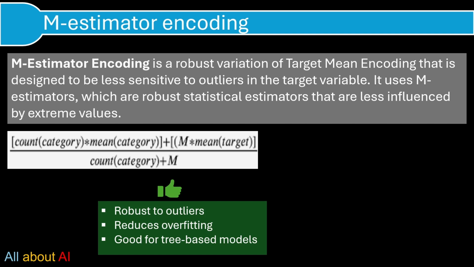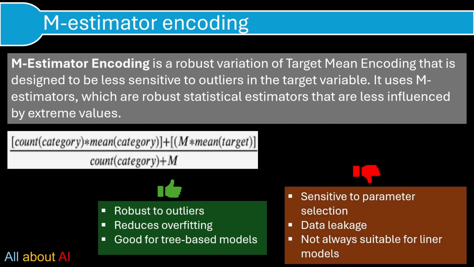It is especially beneficial for tree-based models, like random forest and gradient boosting, where reducing the noise in categorical features can significantly improve model performance. Handling categorical features with predictive power: when the categorical variable has a strong relationship with the target variable, M-estimator encoding can effectively leverage this relationship, unlike frequency or one-hot encoding. Now, what are its limitations?